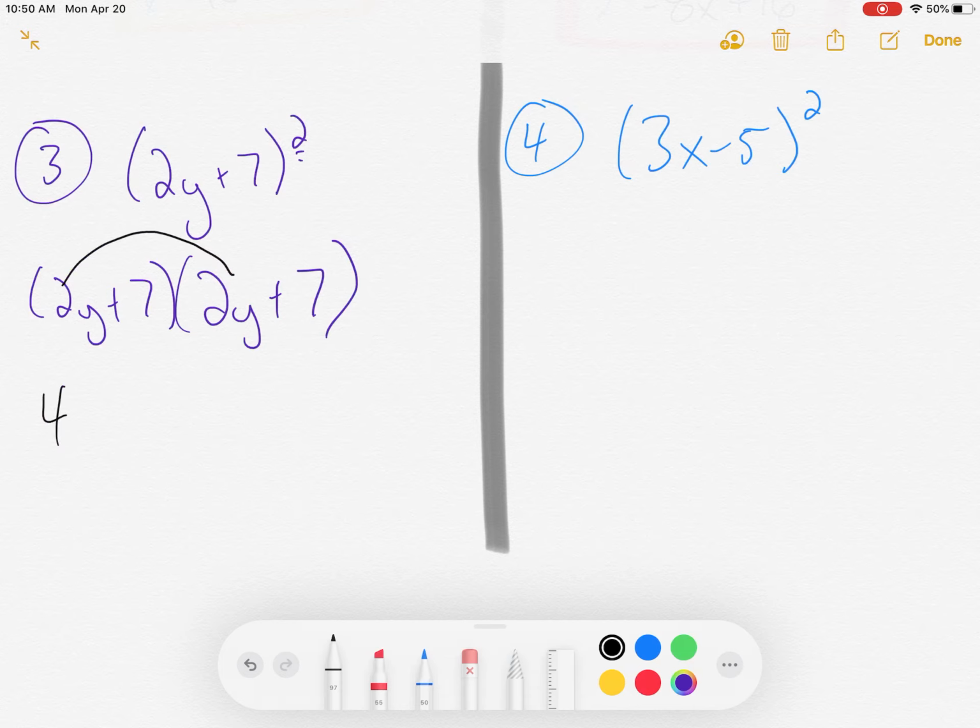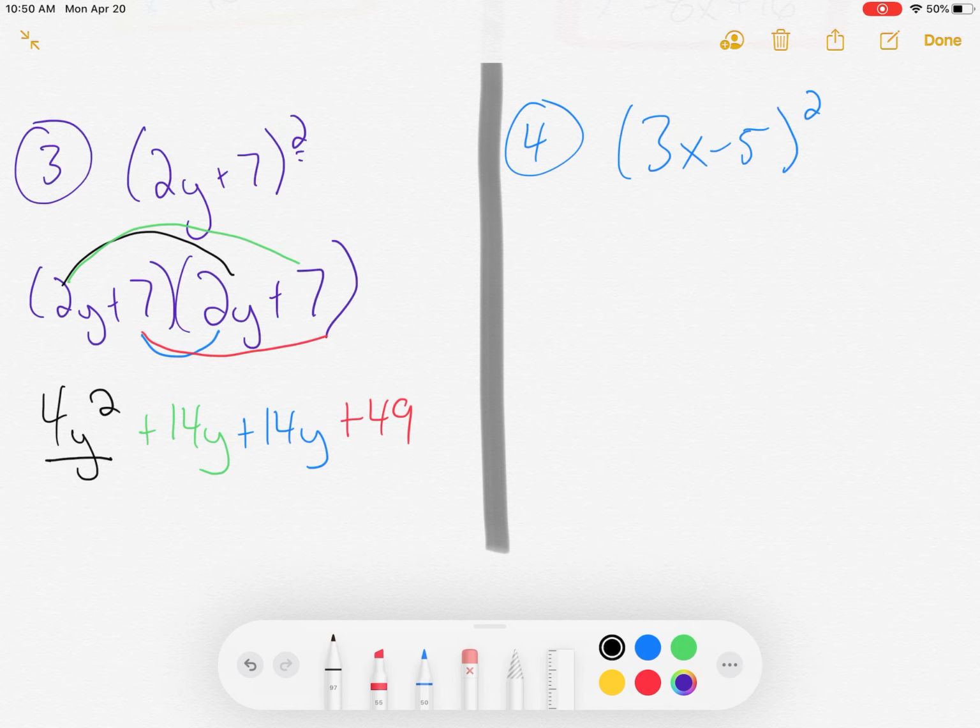F stands for first. 2y times 2y. Well, 2 times 2 is 4. Y times y is y squared. 4y squared. 2y times 7 is plus 14y on the outside. Next up on the inside, I have 7 times 2y is plus 14 more y. Last of each term is 7 times 7, which is, if you need a calculator, that's fine. You should get 49.